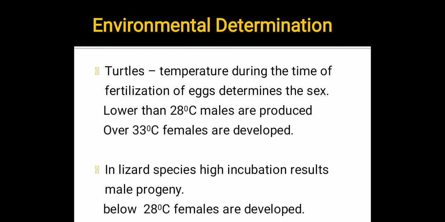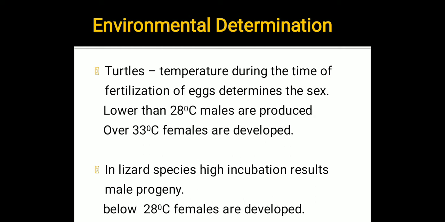In some animals like turtles, Chrysemys picta, the scientific name of the turtle, the temperature during the fertilization of the eggs determines the sex. Based upon the temperature, male or female are produced. If the temperature is lower than 28 degrees Celsius, male turtles are produced. But if it goes over 33 degrees Celsius, females are developed. So here the turtle's sex is determined by the temperature, not by the parents.